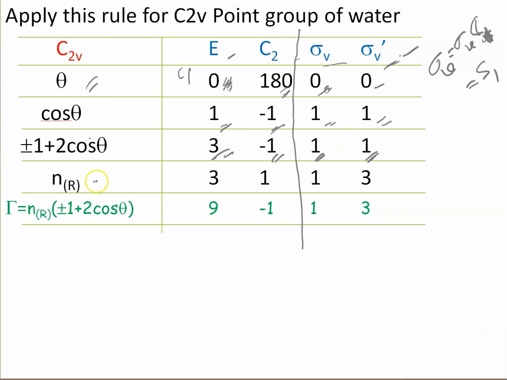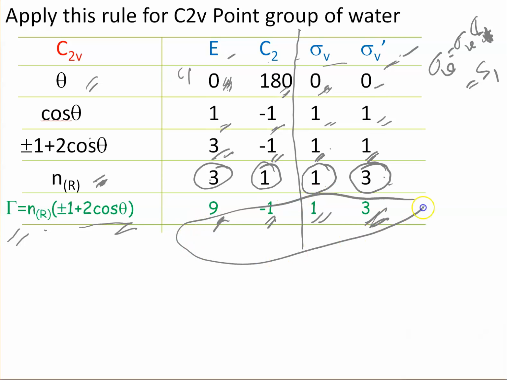And NR, that is number of atoms retaining their position. In the case of E, it is 3. C2, only oxygen retains position. Sigma V also, only oxygen retains position. Sigma V dash, all the 3 atoms retain their position. Therefore, gamma is equal to NR into plus or minus 1 plus 2 cos theta. 3 into 3, 9. 1 into minus 1, minus 1. 1 into 1, 1. 3 into 1, 3. Okay, again we get the same result. That is, characters are 9, minus 1, 1, 3.